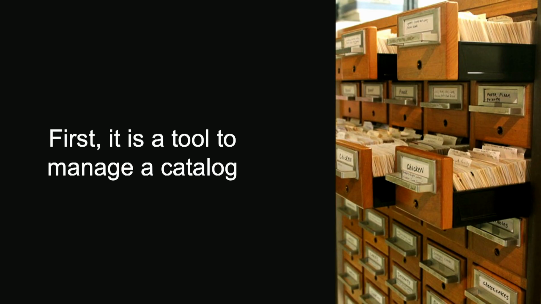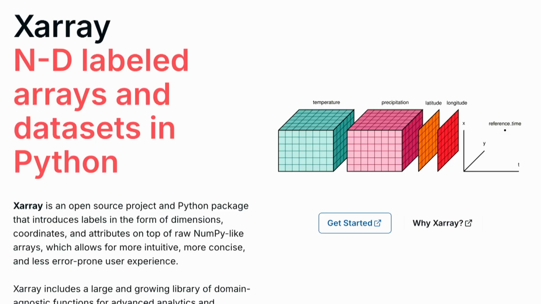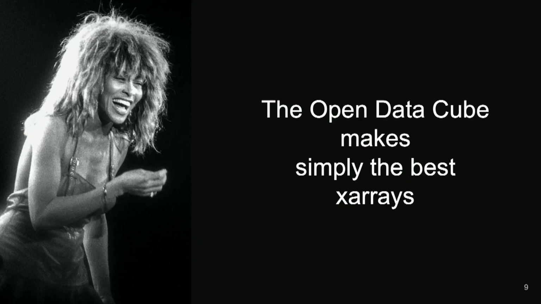So what is the Data Cube? First, it's a tool to manage that catalog, that Postgres database, that big list of Landsat scenes. But it's also a tool to interrogate that catalog to make an xarray. What's an xarray? It's a Python in-memory data structure for working with arrays of data, like this, an N-D labeled array or dataset in Python. The Open Data Cube makes simply the best xarrays.